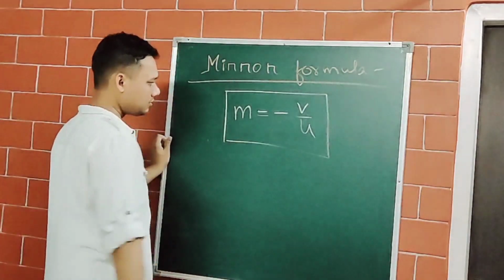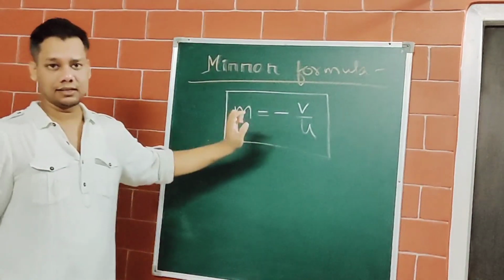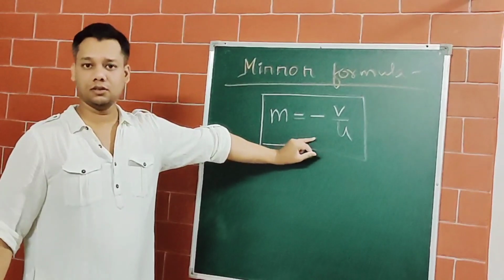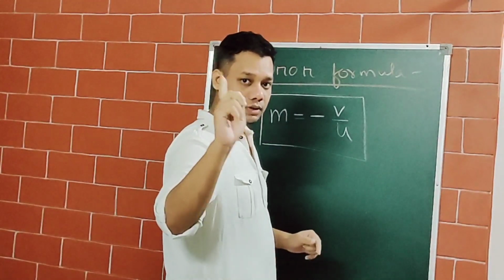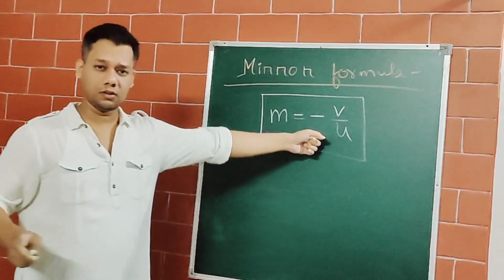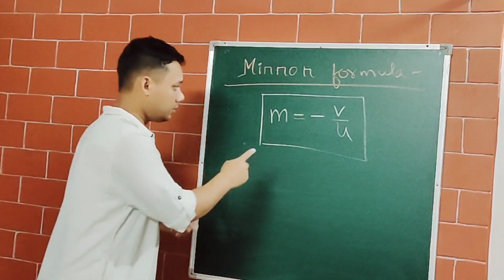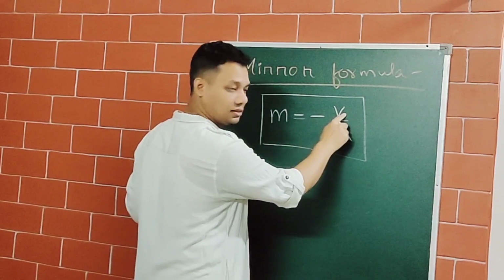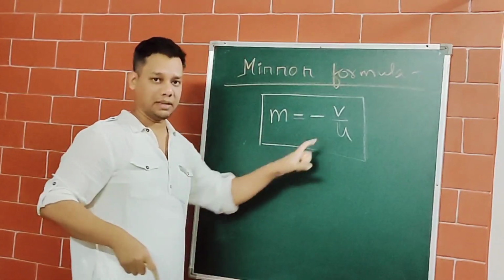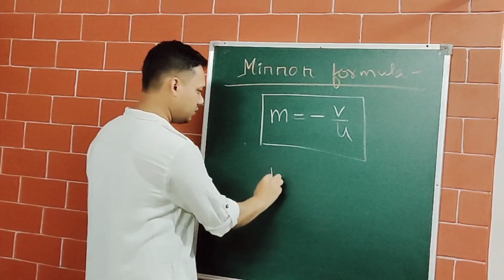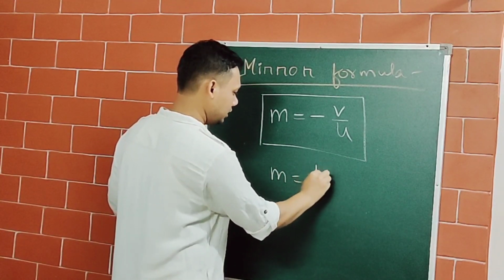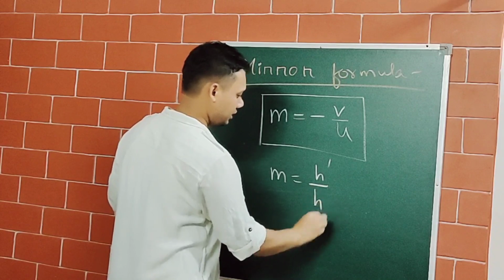Again, here also this is a formula. Derivation is not required in class 10, but in class 12 this derivation is also required. So magnification, v means again same for image distance and u is object distance. This m is also equal to h dash by h.